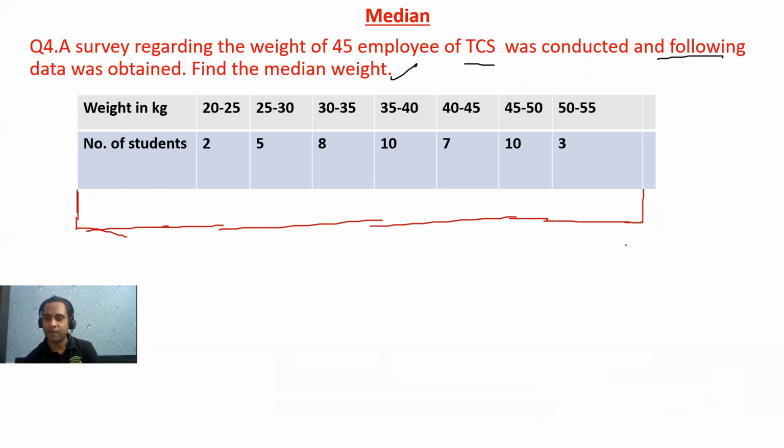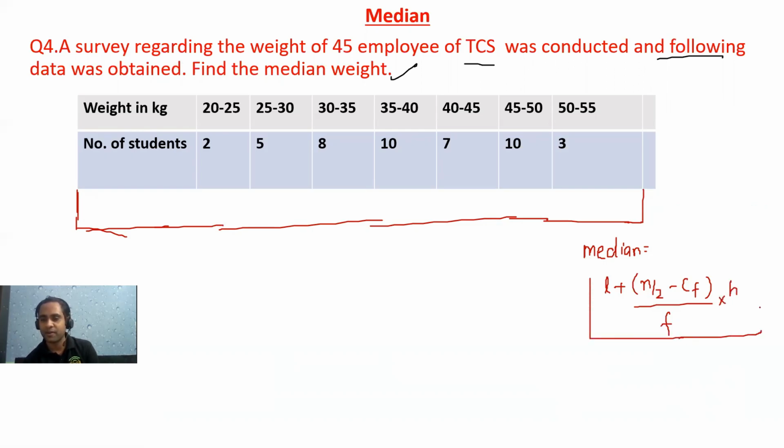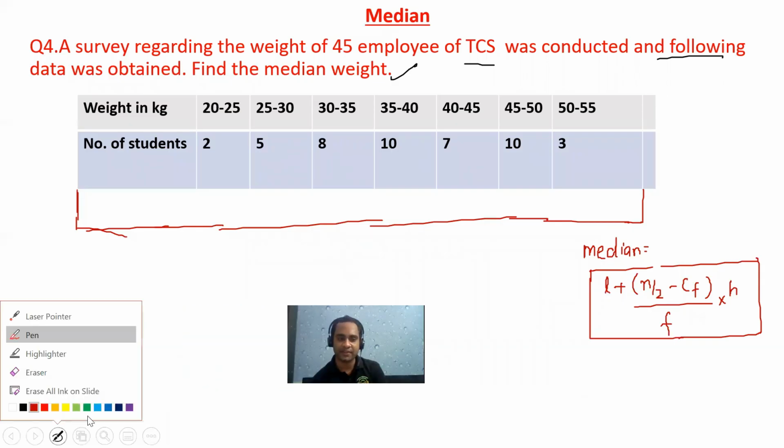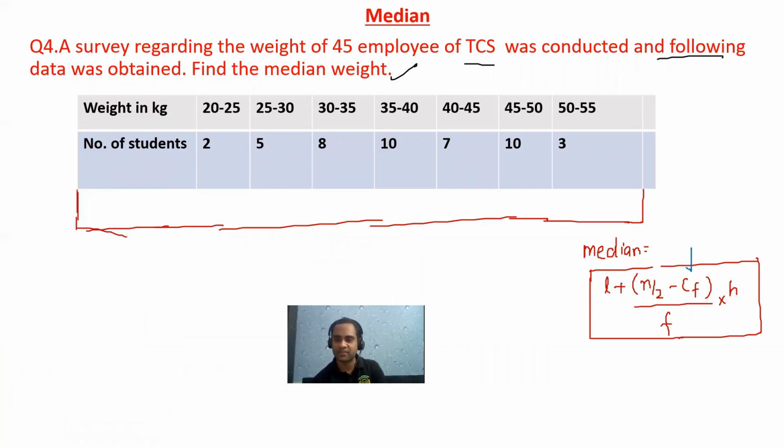So I will write down the formula here. Median will be equal to L plus (N by 2 minus CF) divided by F, into H. Okay, so this is the formula for median. Now, what are these terms? Understand carefully. First I am going to calculate the cumulative frequency. CF is nothing but cumulative frequency. Okay, fine, and I will tell you everything, so do not worry at all.